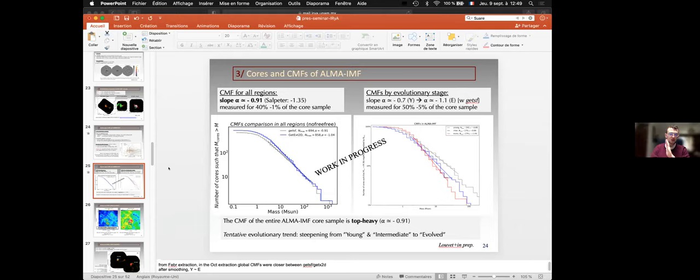So at this stage, we are still considering many hypotheses. My first idea would be that I'm not sure why we would have a strong difference between the young and the evolved regions regarding fragmentation, in the sense that we have size of cores which are similar. So fragmentation may play a role, but yeah, it's a possibility, but I would not say it's my first guess for it.